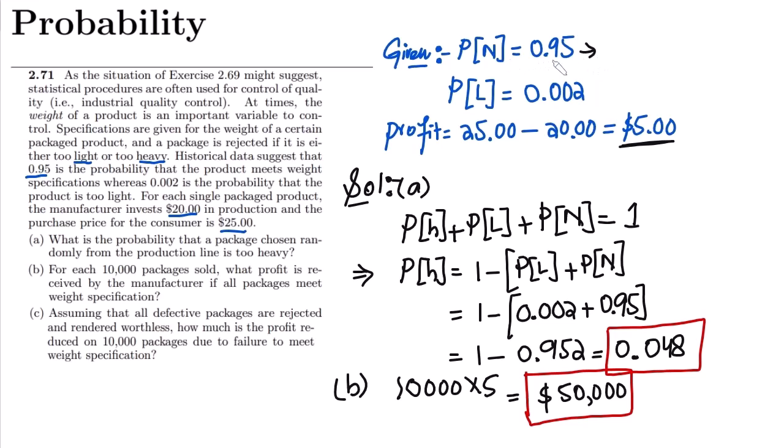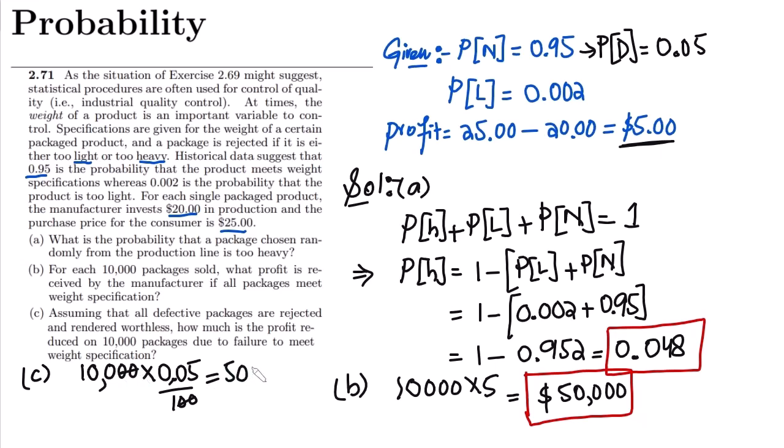So if I am getting the probability of 0.95 for the normal packages, for the defective one the probability would be 1 minus 0.95. So that would be 0.05. Okay, so for the defective one, this is given here. Now in order to find the number of defective packages from these 10,000 packages, I have to multiply this 10,000 with the probability of the defective items, and that is 0.05. Multiplying it, I will get here 500.